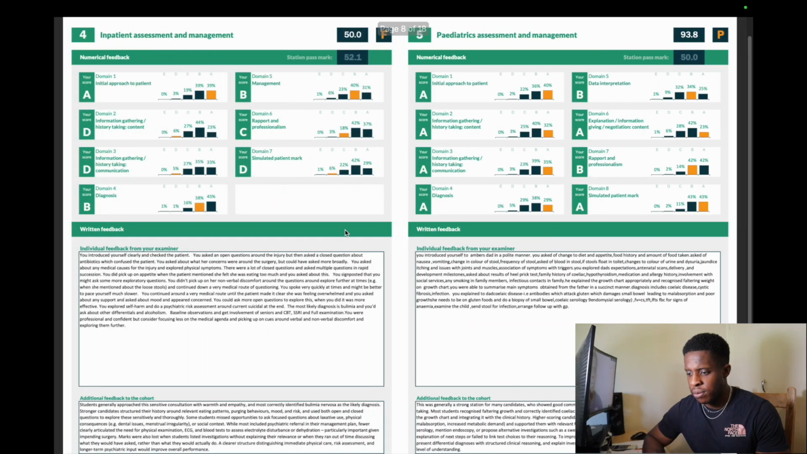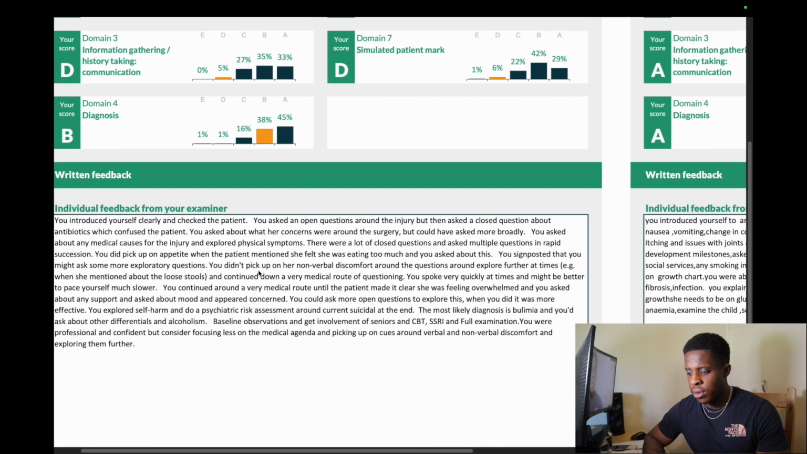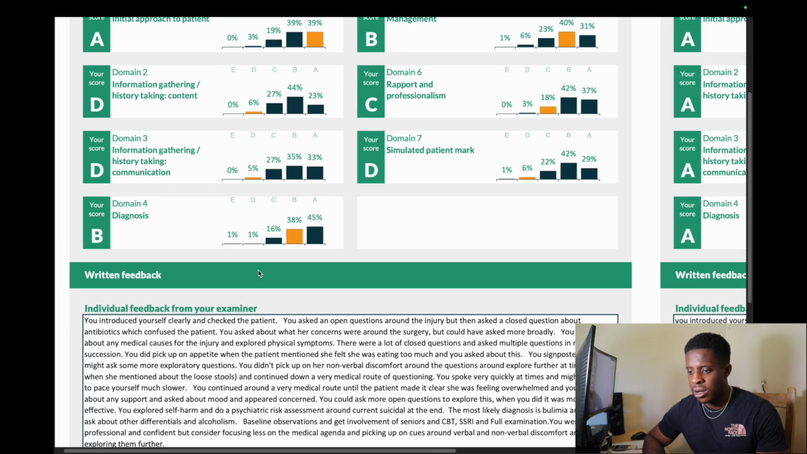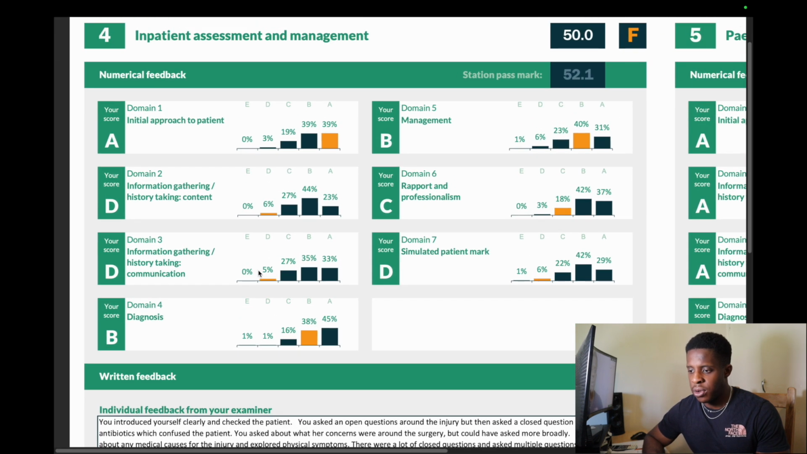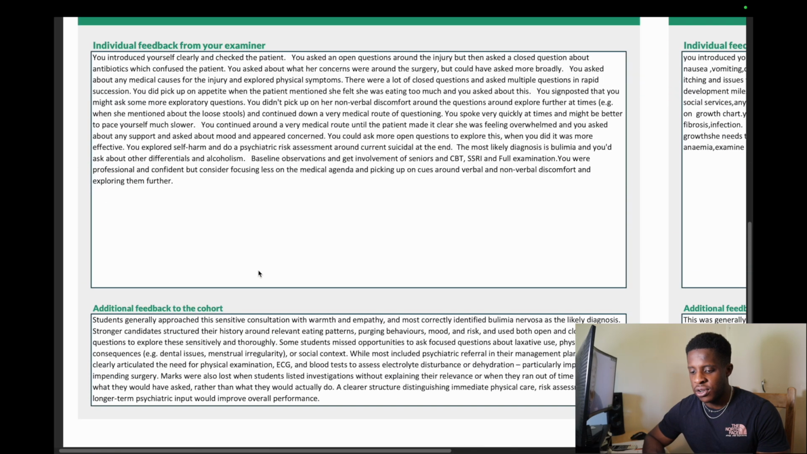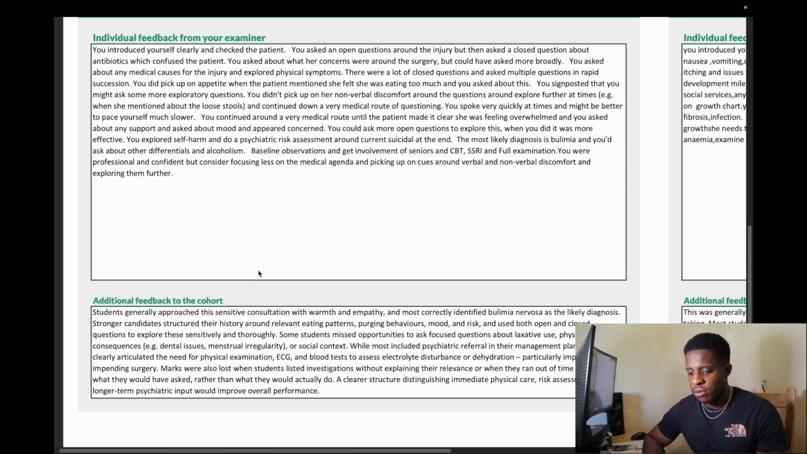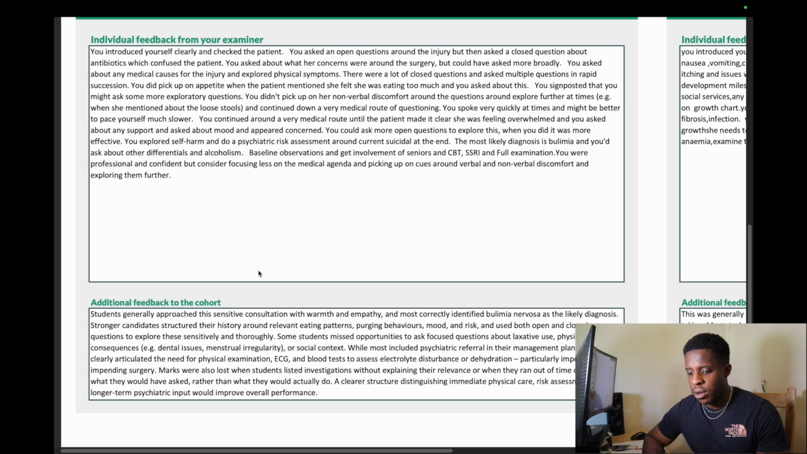Apologies, I just expanded the case. Yeah, so there's a lot of feedback here, a lot of things that I should have done and I will do better. Definitely focus on comms, treat the patient as a whole, and look out for hidden psych stations. And here's the feedback from the overall cohort.